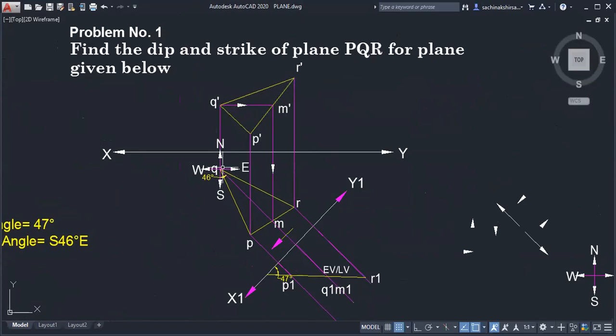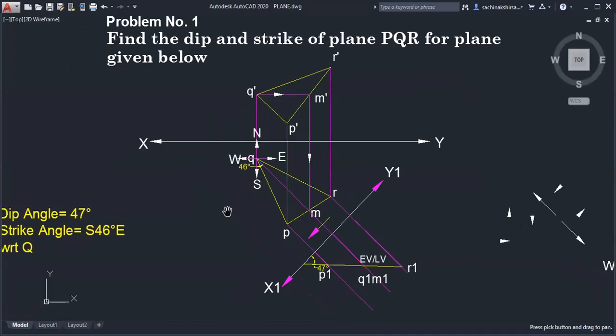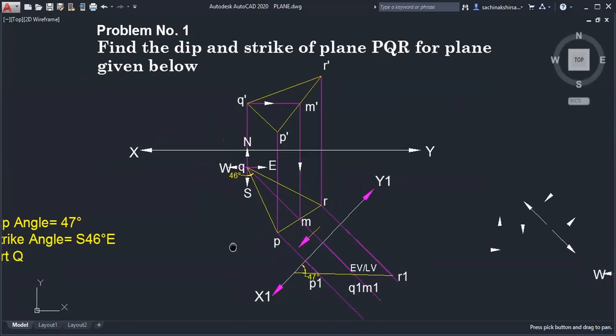Yellow colored plane is given. Front view and top view of the plane is given, and we are supposed to find dip and strike of the plane. The angle made by the edge view with the reference line is called dip angle. And strike angle means the angle made by the strike line with one of the principal directions, north or south. It is called as strike angle.